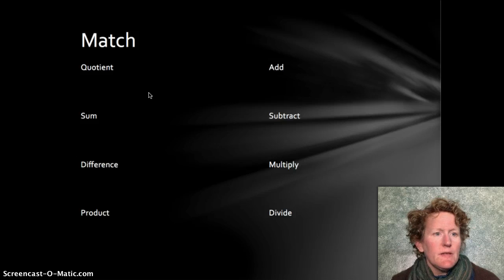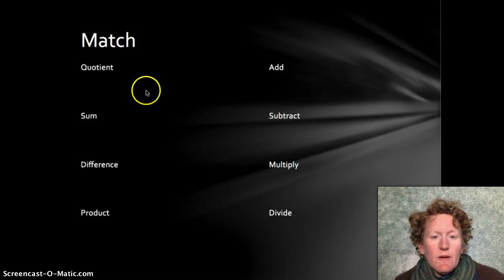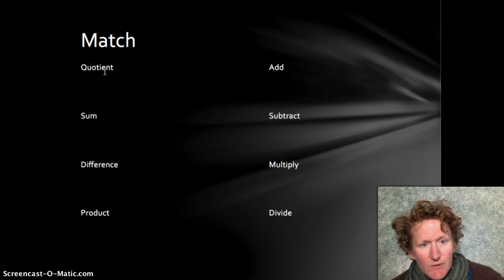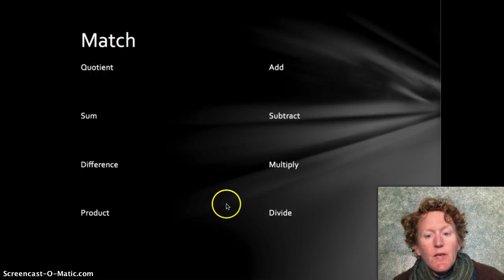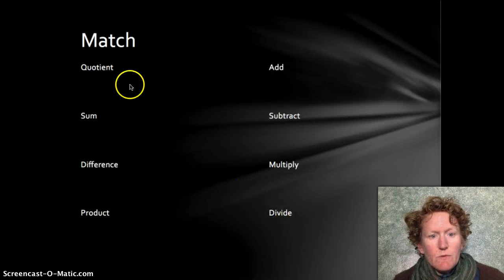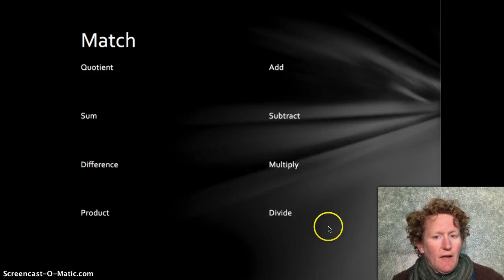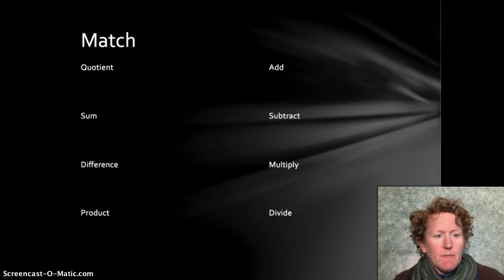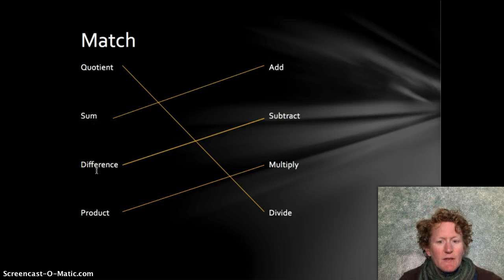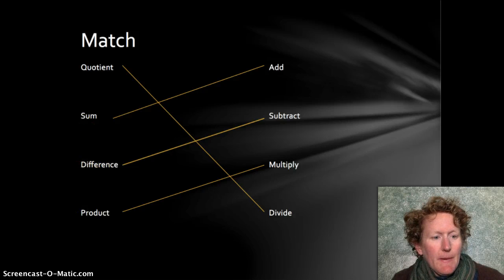Here are some initial definitions that you're going to need to use. These are some math words. What you mostly need to know here is quotient is the answer, the result you get when you divide two numbers. So quotient goes with divide. Let's see if you got the rest of them correct. Sum is add, difference is subtract, and product is multiply.